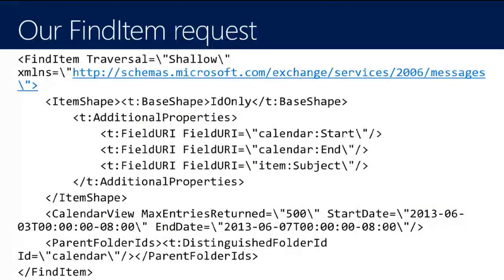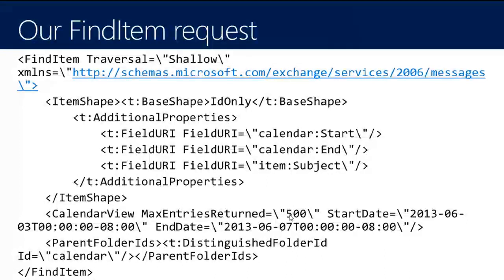So the find item request itself is just a block of XML. Find item, we don't want it to traverse the entire tree, we just want it to traverse this one folder. The item shape is an ID-only shape, and it's got 3 properties. We want the start time, the end time, and the item subject. So this is the template for the things that we're looking for and what data we want returned.